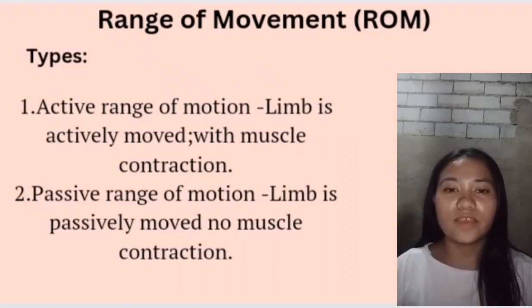Range of movement has two types. The first one is active range of motion: the limb is actively moved with muscle contraction. The second one is passive range of motion: the limb is passively moved, with no muscle contraction.